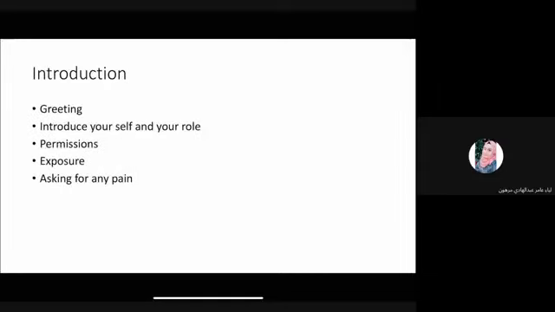The introduction should start with greeting the patient, introducing yourself and your role in the clinic, okay? Asking permission to perform the examination, exposing the patient appropriately as needed for the examination, and asking if the patient is suffering from any pain in any part of his body. Here is how these steps are combined.